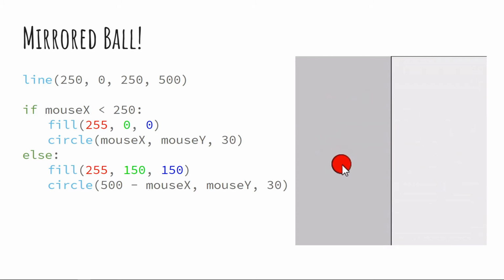On the other hand, if mouse x is not less than 250, so if mouse x less than 250 is false, then the code in the else block will run. And the code in the else block says fill 255, 150, 150, which is a light red or pink, and then draw a circle at 500 minus mouse x, mouse y, and 30. And 500 minus mouse x mirrors our x, the current position of our mouse, around the center of the screen horizontally.